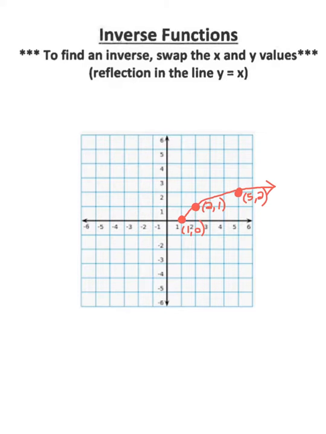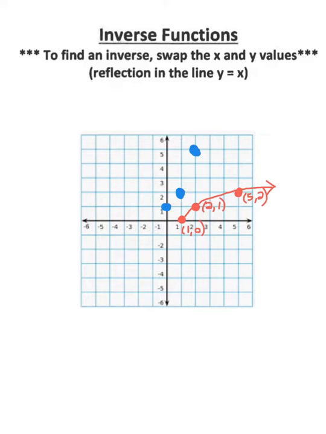So for example, let's just say I had a graph here that went through the points (1, 0), (2, 1), and (5, 2). If I wanted to graph the inverse of this function, all I would do is reverse the coordinates. Instead of graphing the point (1, 0), we're going to plot the point (0, 1). We're just switching the x and y values. Instead of graphing the point (2, 1), its inverse would be (1, 2). So I'm going to go over to 1, up to 2, and put a point. And then instead of graphing the point (5, 2), I'm going to graph the point (2, 5).